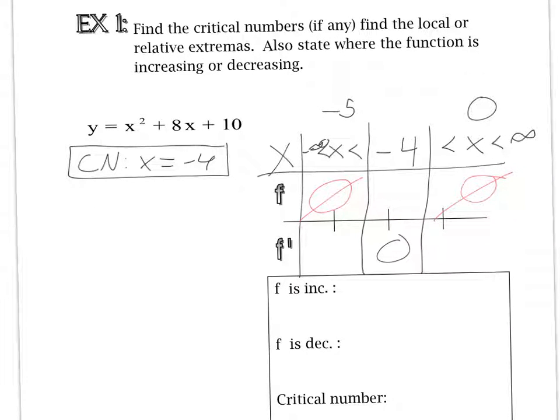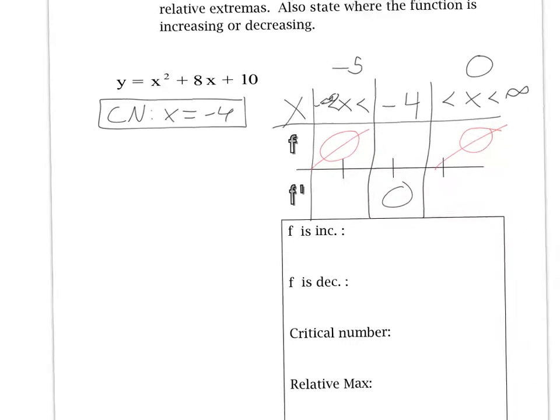And judging by what this function is, that it's just a parabola that's opening upwards, you can kind of determine that this is going to be a min. So we can kind of make some predictions what the derivative is going to do. But let's just do the math so we can see it.